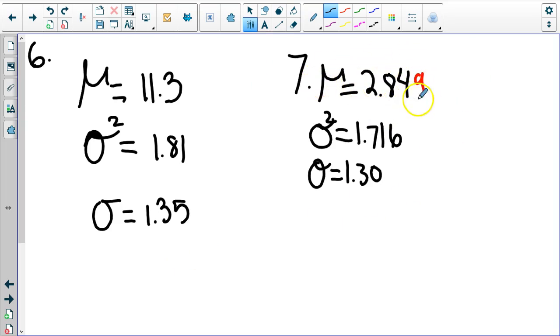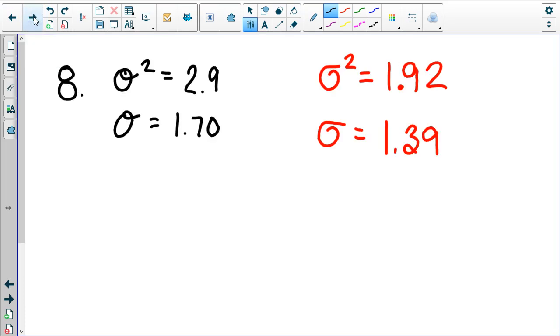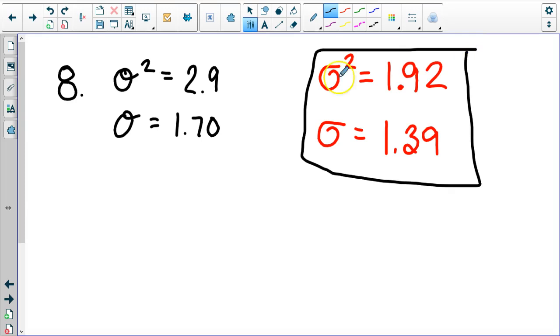7, you get that the mean is 2.85, the variance is 1.72, and the standard deviation 1.3. No questions? 8. This is the answer. We actually worked this out.